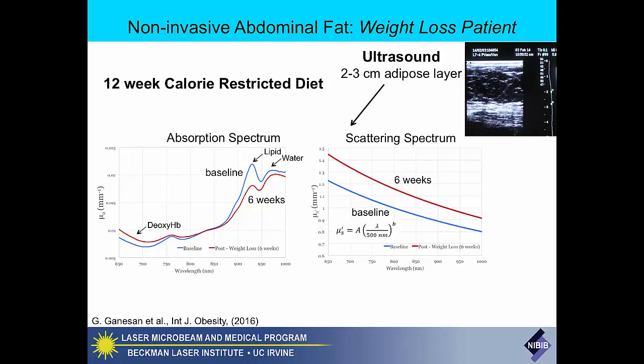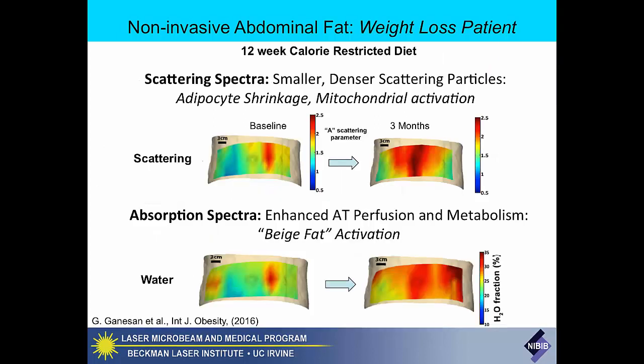And the same thing is going on for the absorption spectra. So here's the baseline. You see the water to lipid ratio. Here's 6 weeks in the diet. There's a shift in the water to lipid ratio and a change in this deoxyhemoglobin feature. So those are mapping those people, following them over time in this calorie-restricted diet. And then, of course, since we're doing mapping, we can generate images. So here's an image of a patient at baseline and 3 months later, where we're mapping the A parameter in the scattering. And here is the water content mapped. And you see dramatically increased water content.